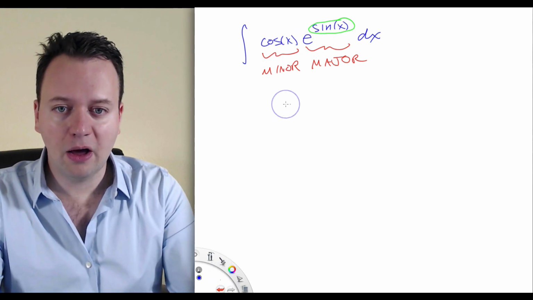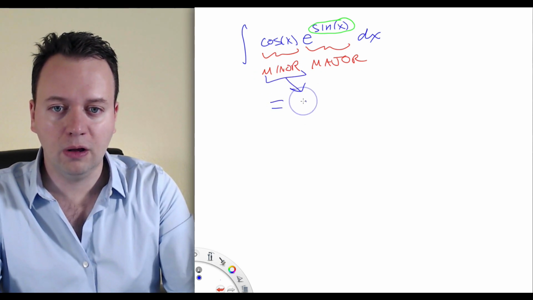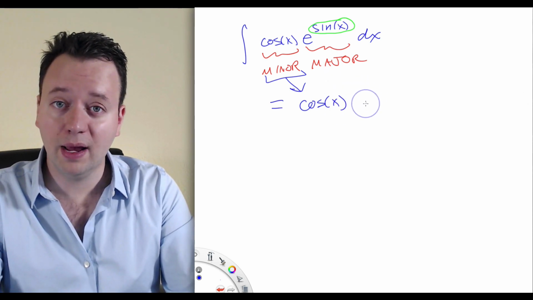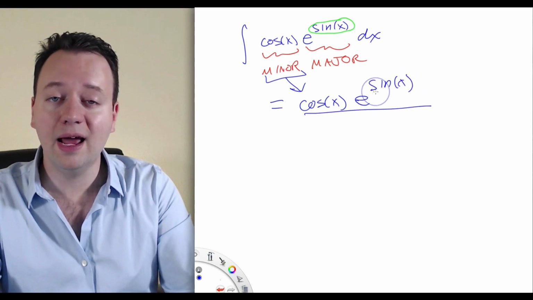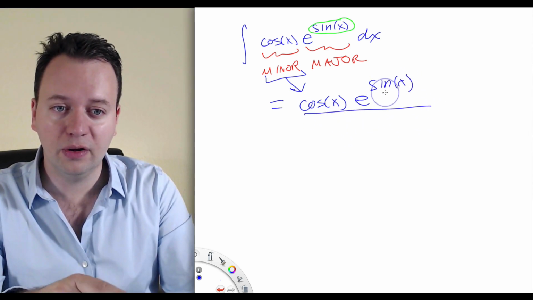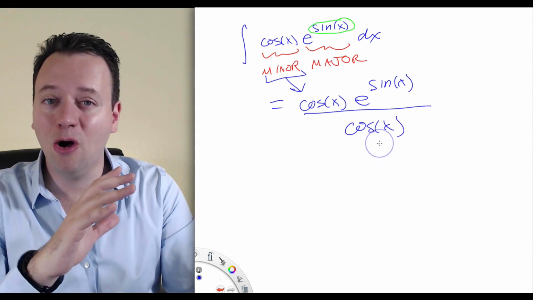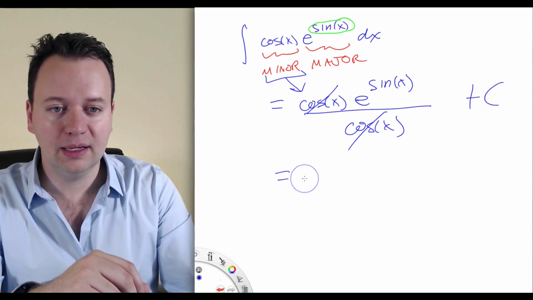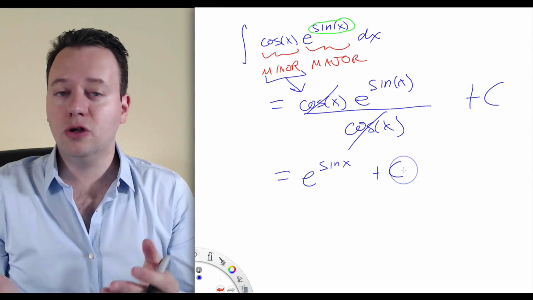So this is now going to equal, okay, the minor gets carried along, so we get cosine of x. Now the major, when I integrate e to the x, I get e to the x, so I get e to the sine of x. And now I divide by the exponent, so the derivative of the exponent is cosine of x, so I divide by cosine of x. And again, it only works if the cosines cancel. So basically the antiderivative is e to the sine of x plus c. And then you can check that, that works.